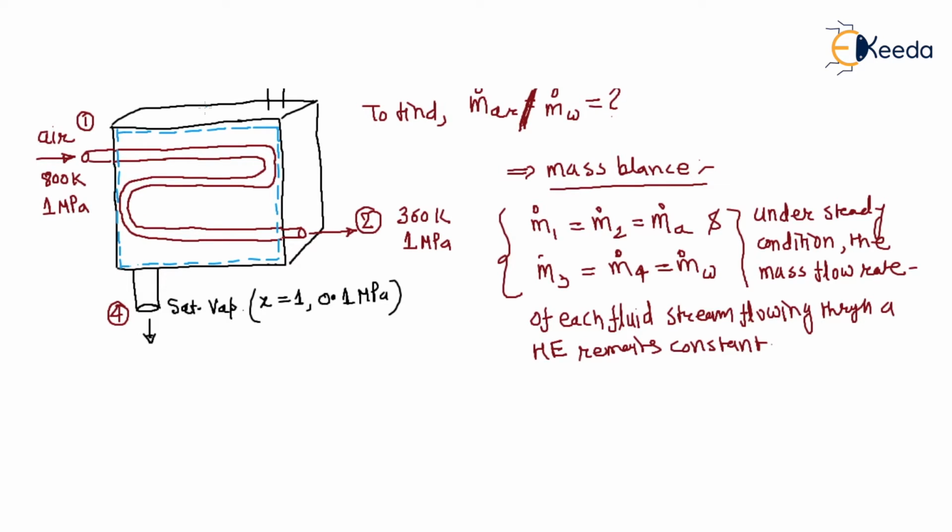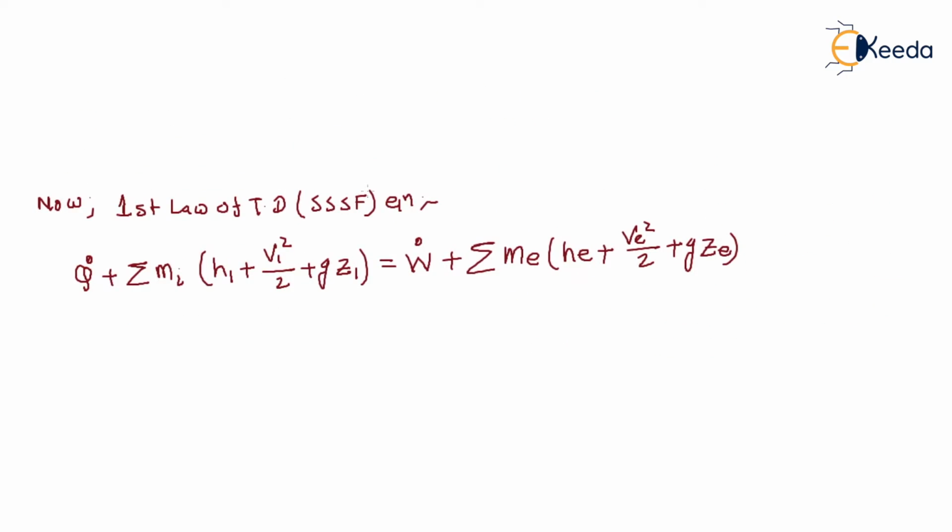there is no heat transfer through the boundary. The only heat transfer is in between, from the air to the water, and none out from the heat exchanger. So we assume that there is no heat transfer taking place outside the heat exchanger, no change in kinetic energy, and no change in potential energy, right?